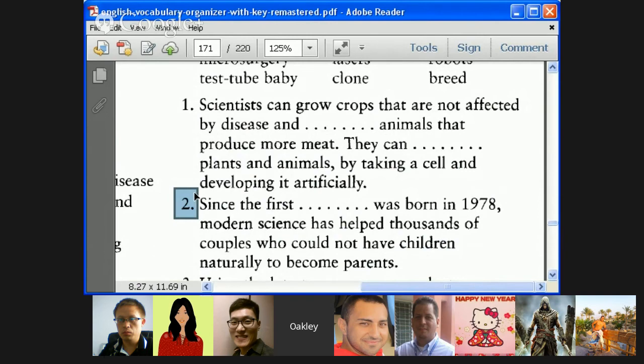Number 2. Since the first test tube baby was born in 1978, modern science has helped thousands of couples who could not have children naturally to become parents.